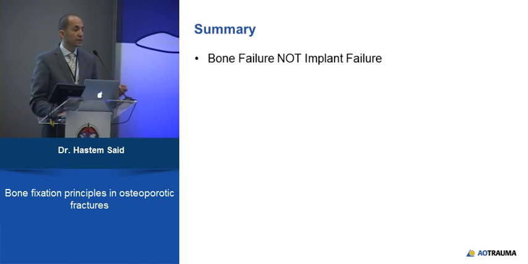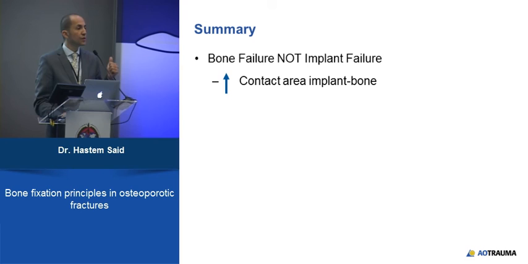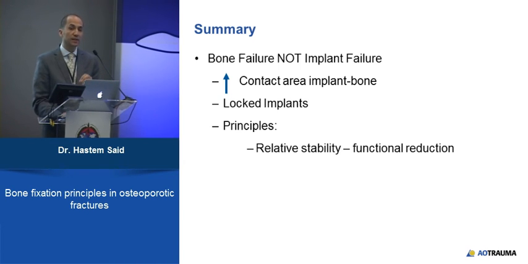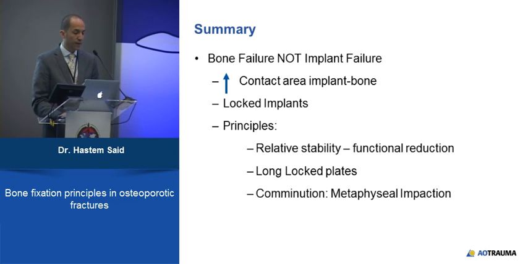So in summary, it's mostly a bone failure, not an implant failure. This is what you should keep in mind. We always want to increase the contact area between the implant and the bone. We should be targeting to work with locked implants. And for the fixation principles, you want to go for relative stability with functional reduction, long implants, and when you have comminution, you may change your principle and have metaphyseal impaction or shortening, and always think of augmentation also as a possibility.